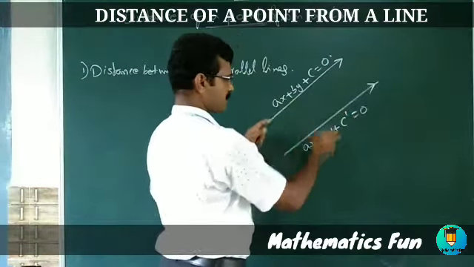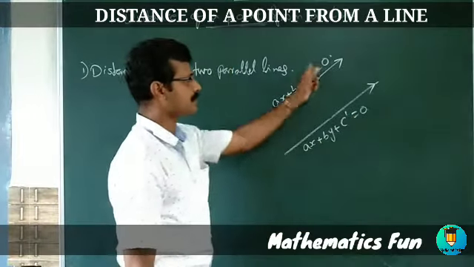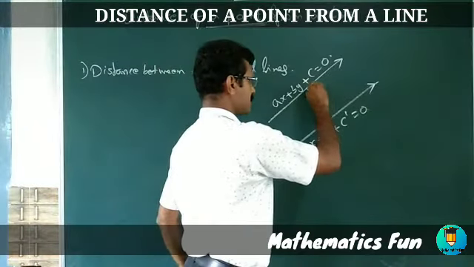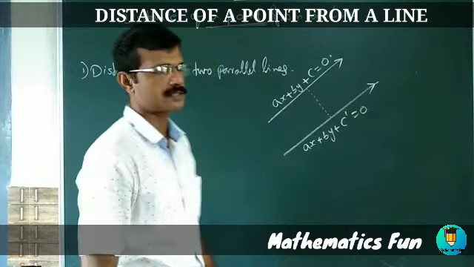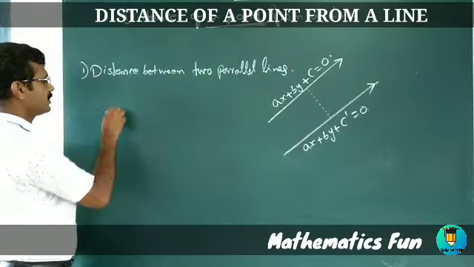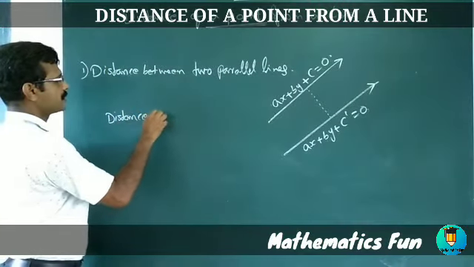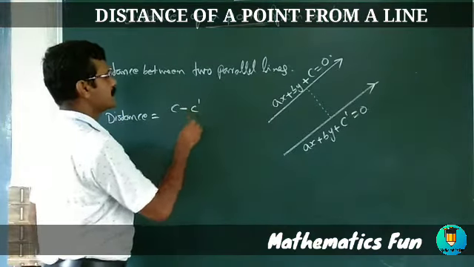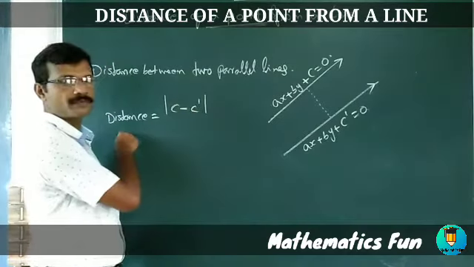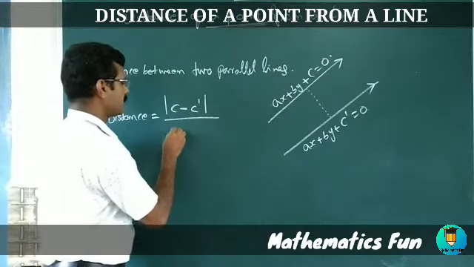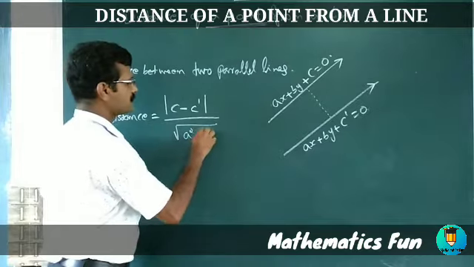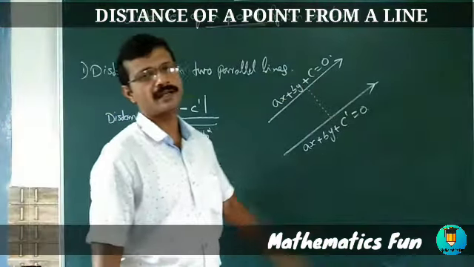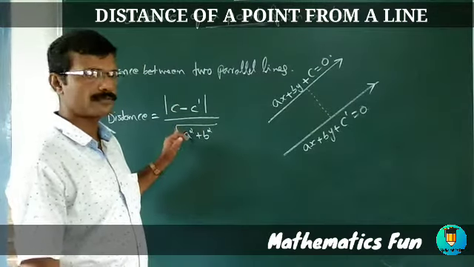See, the ax plus by part will remain the same. Only the constant will be different. So in this case, what will be the distance between the parallel lines? How can we find it out? Here is the direct formula. The distance between the parallel lines is the absolute value of c minus c dash, since the distance is always positive, divided by under root a square plus b square. This is the formula for finding the distance between two parallel lines. So this formula also you memorize.